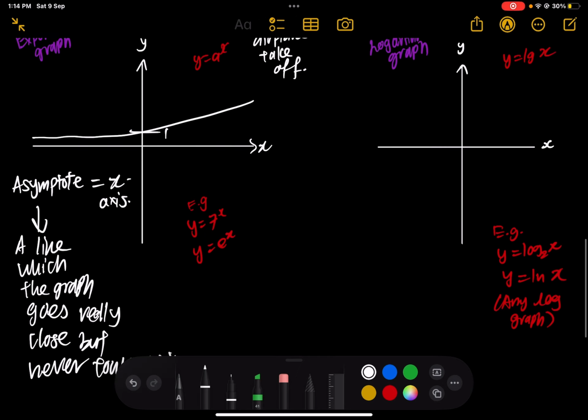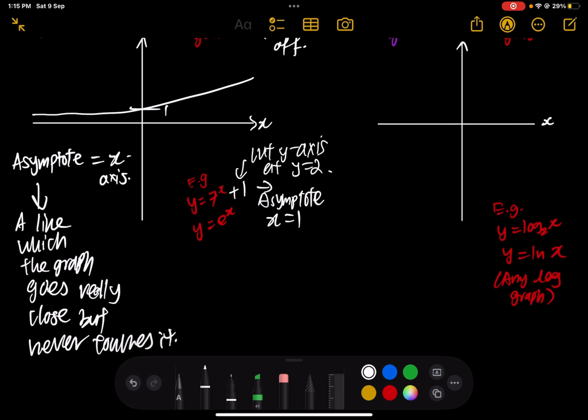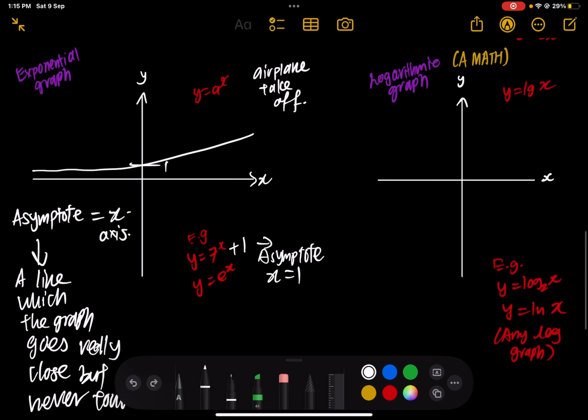So if I have this graph, if it's a plus 1, where is my asymptote? My asymptote will be x equals to 1, because if it's going up 1, this will cut the y-axis at y equals to 2. So the asymptote will be x equals to 1. Actually, I cannot assume that. I'm sorry. You try not to assume that, okay? I think I'll make a separate video on looking at asymptotes, okay?